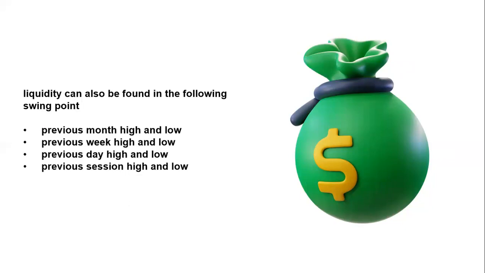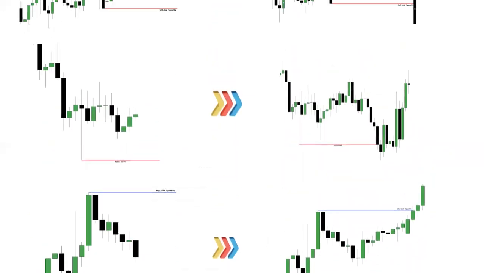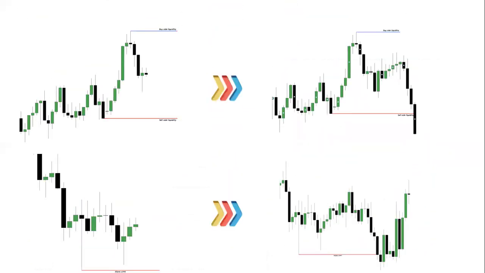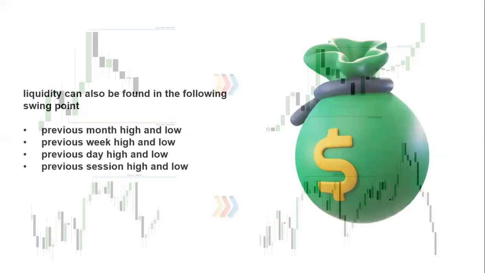Okay, now your homework is this. I want you to go to your chart and look for all of these equal highs and equal lows. You may call it double top and double bottom. Yeah, look for them. Just look for them and see how price took them out. Just watch. See how price took those points, those particular equal highs and equal lows. Just watch those levels.